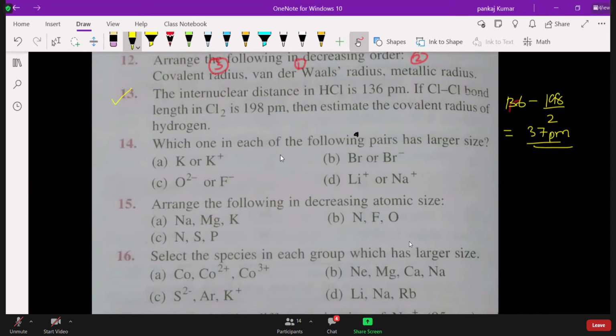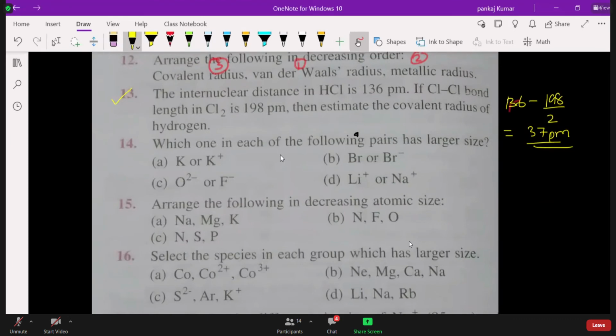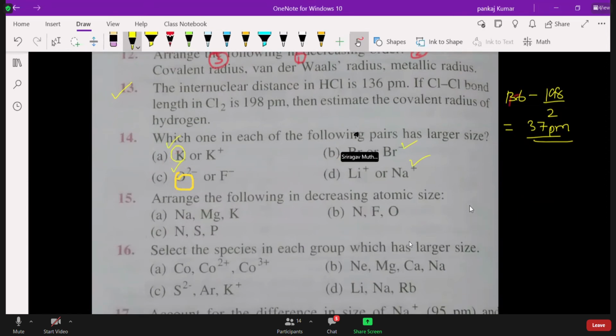14. Sir, tell the 14th answer. Which of the following is larger in size? K and K plus. Which is larger in size? I'm giving the annotate option also. This is the larger, right? In this case, K only. Very good. Okay, clear? I think you know the answer, no need for explanation.